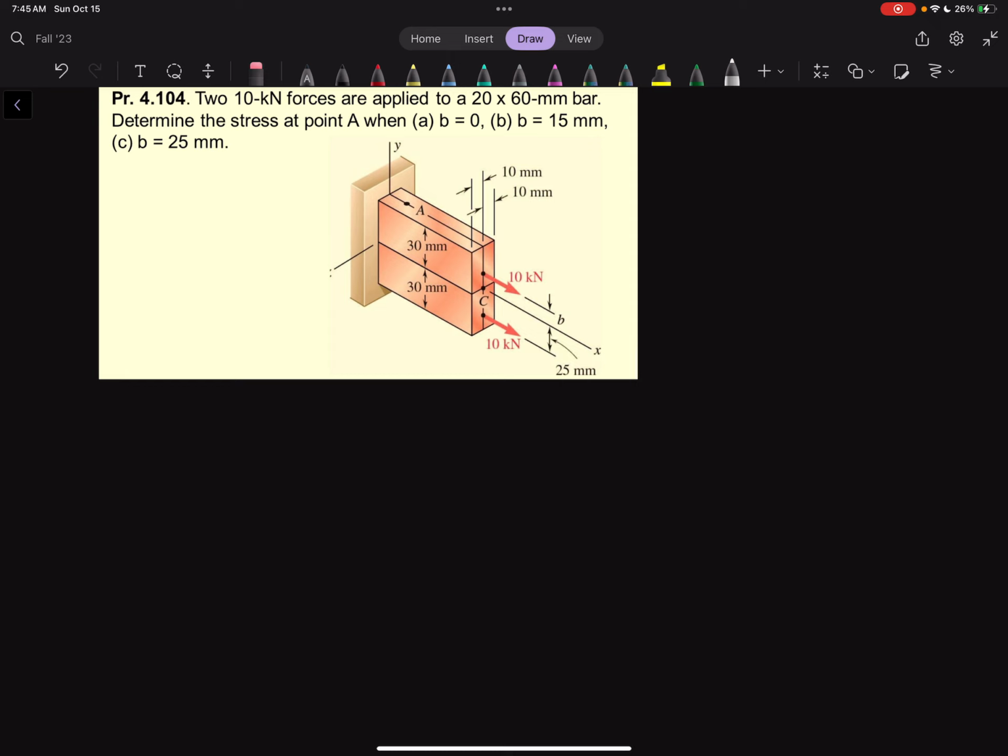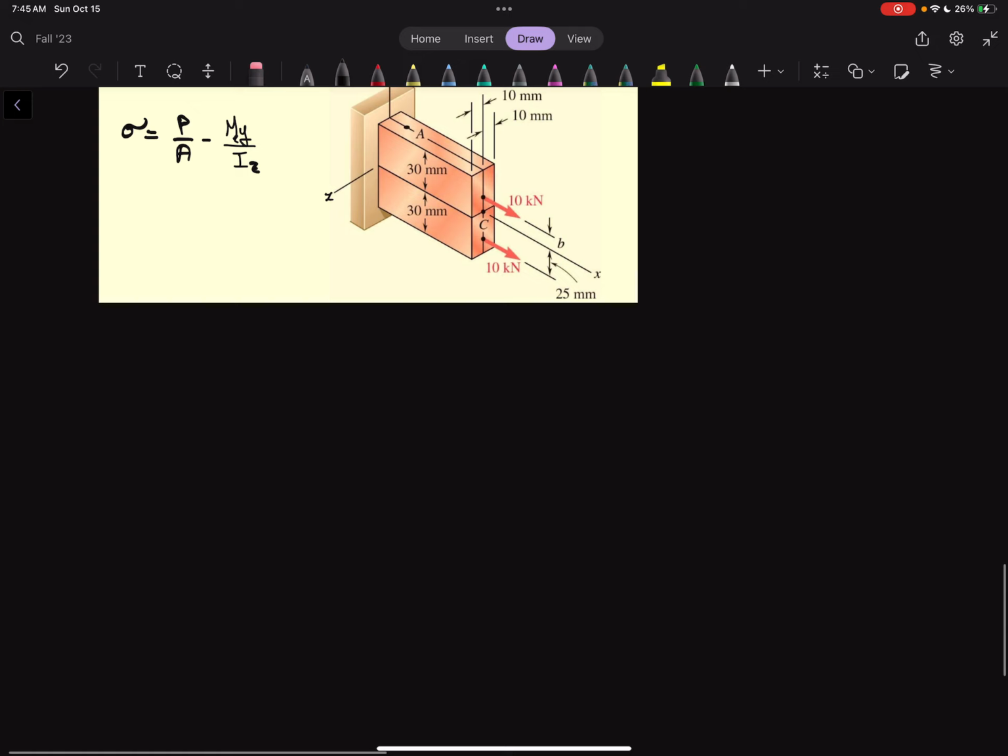So in order to determine the stress, we'll use the flexure formula. Sigma is equal, but we notice two things. We notice that there is also an internal load. So the total stress is going to be P over A minus MY over I, right? And the Y, this is about the Z-axis, and the moment is about the Z-axis.